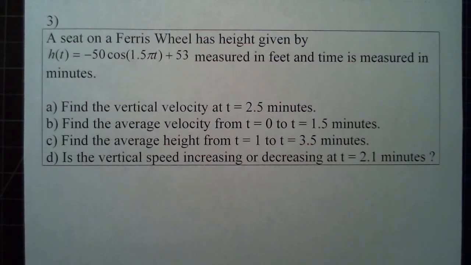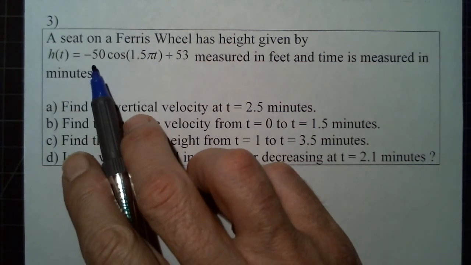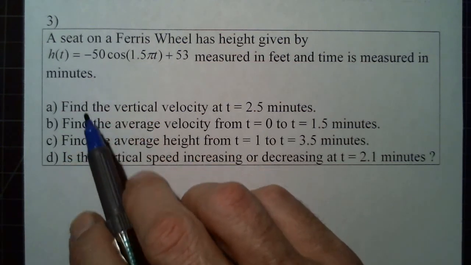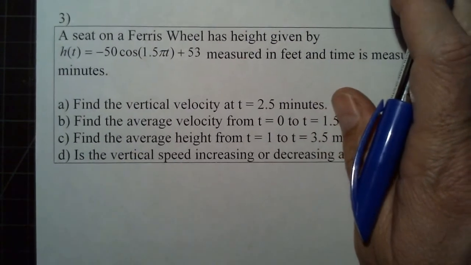All right, last one. So here we're given a function for the height of a seat on a Ferris wheel. Let's find the vertical velocity.